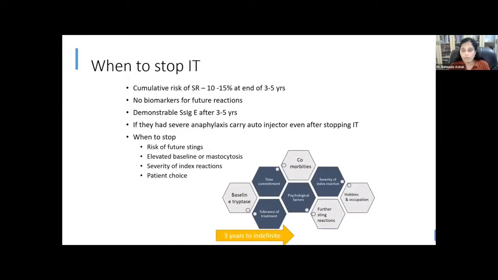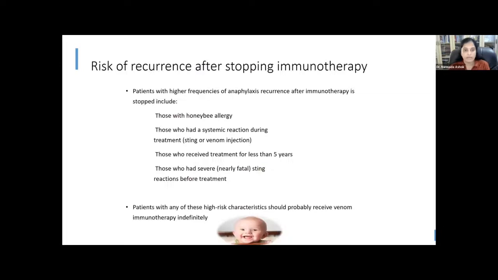The decision to stop immunotherapy is very individualized. You have to discuss with the patient. We'll have to see what their time commitment is, how they work, what their hobbies are, and what the factors are that are disturbing them. All this, and if there is a systemic mastocytosis, there is no other way than to continue for life. So we have to discuss. It can range from 3 years to indefinite and depends on the individual patient.